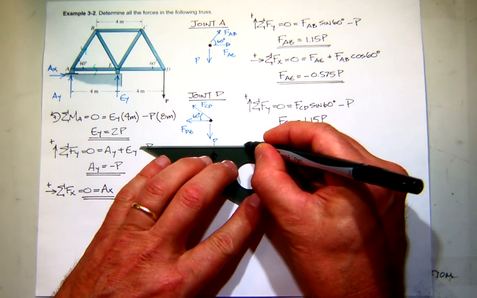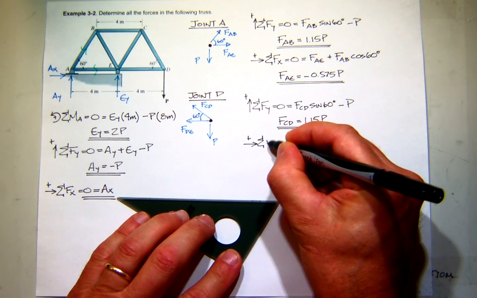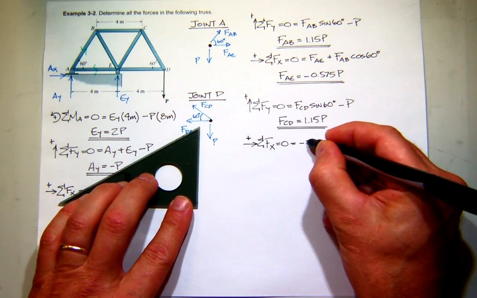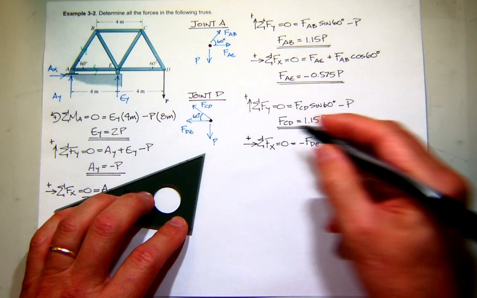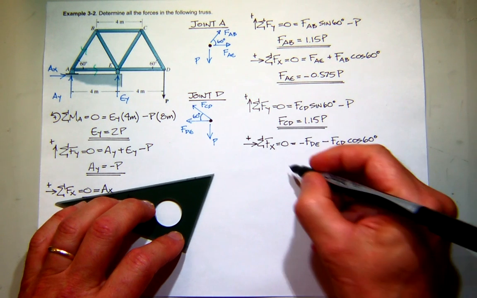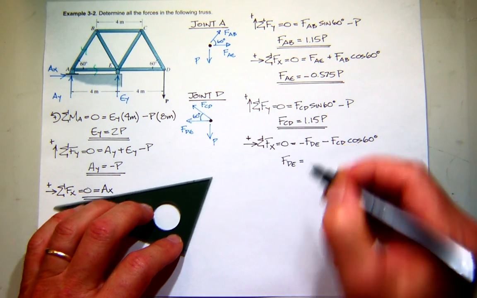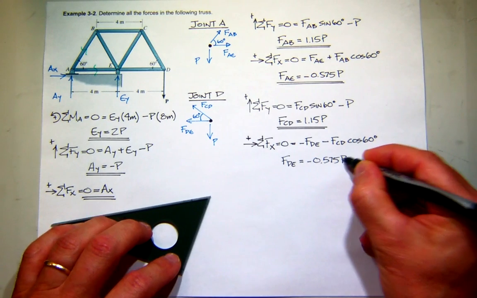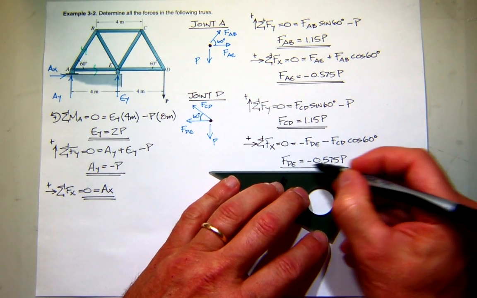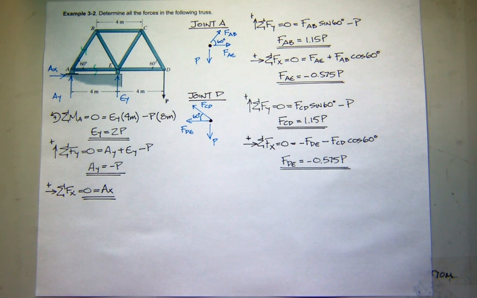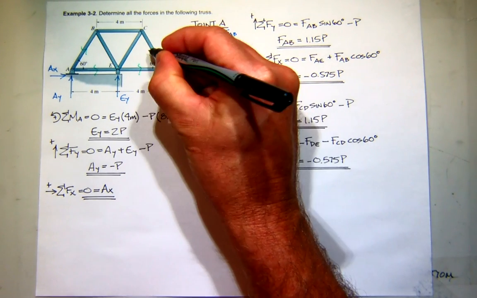Then with sum forces in the x direction, I'll assume to the right is positive. So I've got negative FDE minus the x component of CD, which will be the cosine of the angle. And if you solve for FDE, hopefully you'll get negative 0.575 P. Somebody check that just to make sure. Seven down, 3 to go. We're still plowing ahead. So now I'll go ahead and put little wiggles there so we know those.